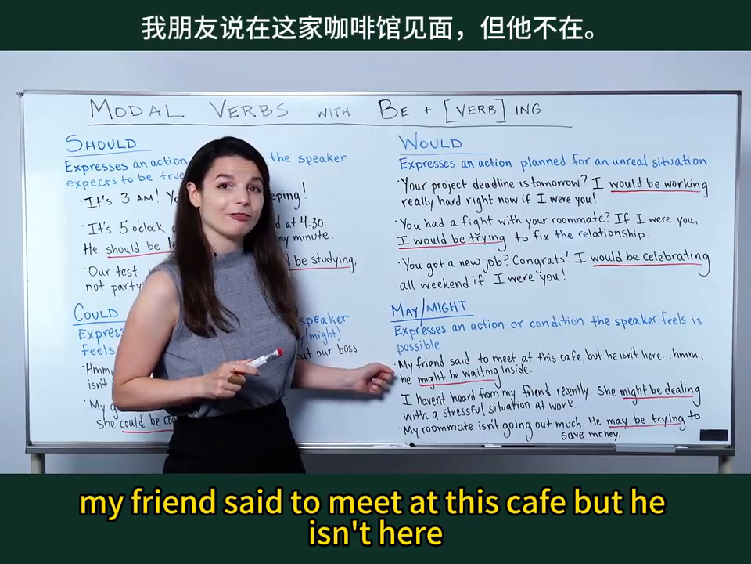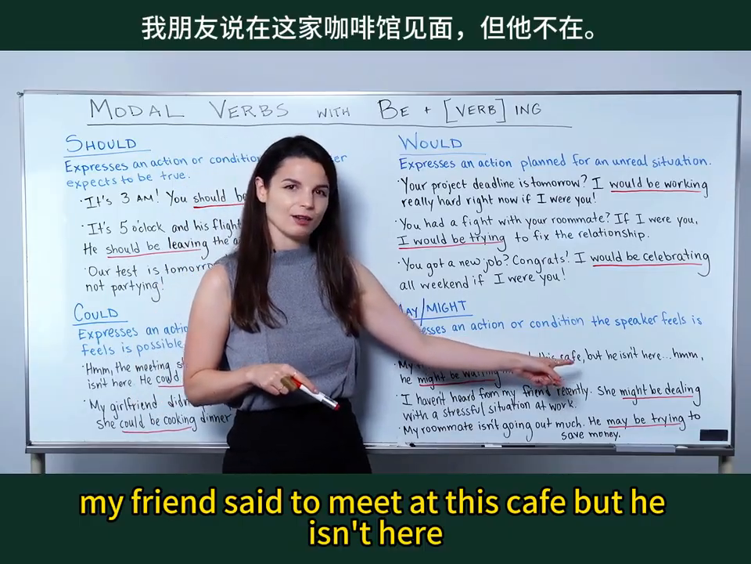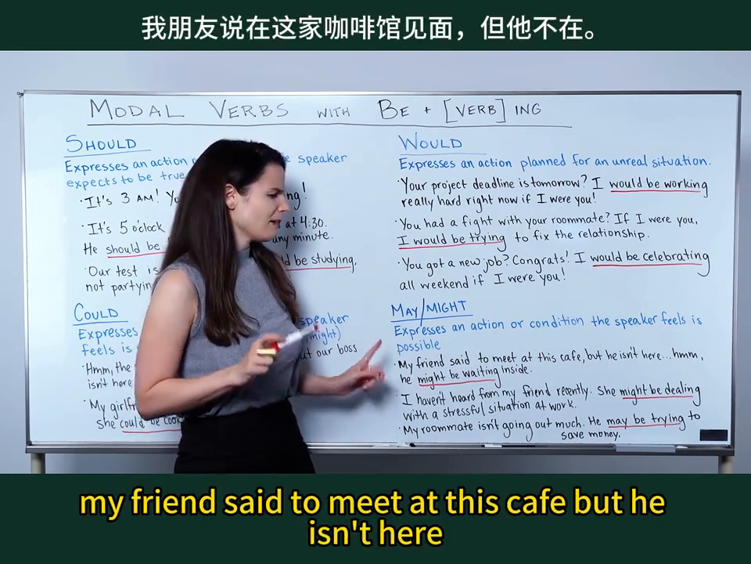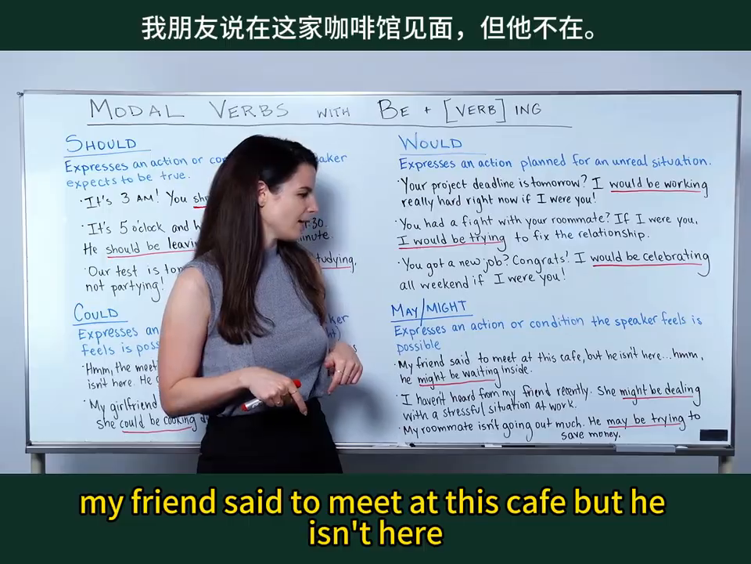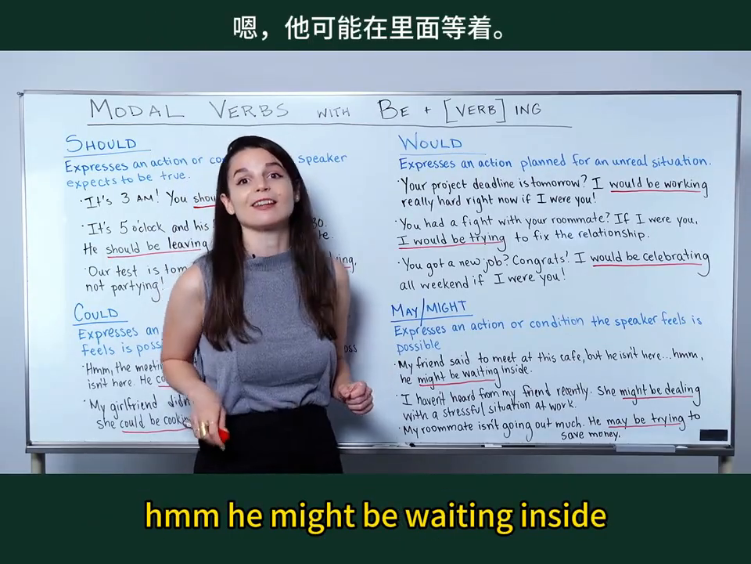First, my friend said to meet at this cafe, but he isn't here. He might be waiting inside. So again, my friend said to meet at this cafe, but he isn't here. He might be waiting inside.